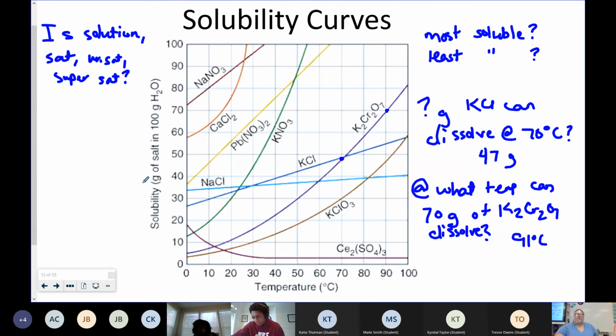So here you're wanting to know, whatever point they give you, because they'll give you a temperature and a solubility, is it on the line, above the line, or below the line? So here's kind of whatever the line is. If it's on the line, it's going to be saturated. If it's above the line, it's going to be supersaturated. If it's below the line, it's going to be unsaturated.